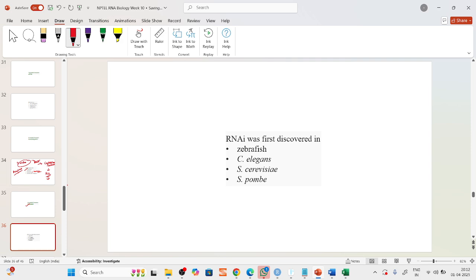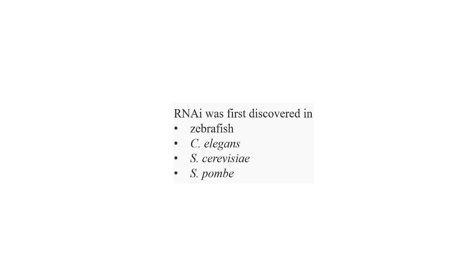Next question is, RNA interference was first discovered in A. zebrafish, B. C. elegans, C. Saccharomyces cerevisiae, or D. Saccharomyces spongium. What is the correct answer? Right now it is 8:12. I will switch the screen after 2 minutes.